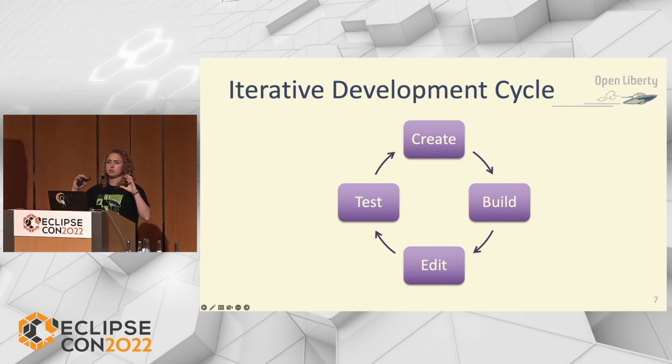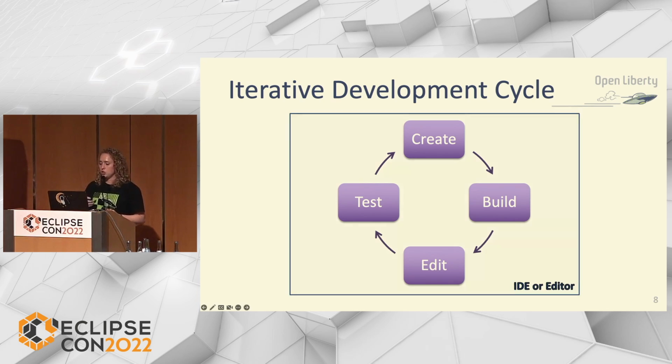So looking at this in sort of a model diagram, I've made this quite simple. There are some more complex models you can take a look at that reflect the same thing. But essentially what we're going through here is this iterative circle of creating code, editing, building it, editing again, testing, and going round and round in this circle. And as I mentioned, we'll usually have some kind of IDE or editor that allows us to do this.